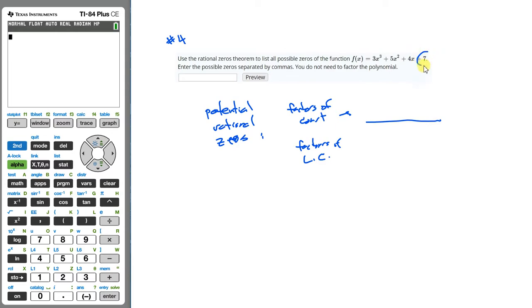Now what divides into 7? Either plus or minus 1 or plus or minus 7. That's the only thing that goes in. That's a prime number. 7's prime. So the only thing that goes into a prime number is 1 and the number itself. How about the 3, the leading coefficient? Well, again, that's prime. So plus or minus 1, plus or minus 3, just 1 and the number itself. So if we form the fractions, you're either going to have 1 over 1 or 1 over 3. So 1 over 1 would be negative 1 or positive 1. 1 over 3 would be negative 1/3 or positive 1/3, because you can do the positive or the negative.